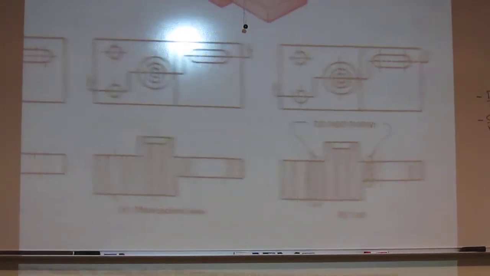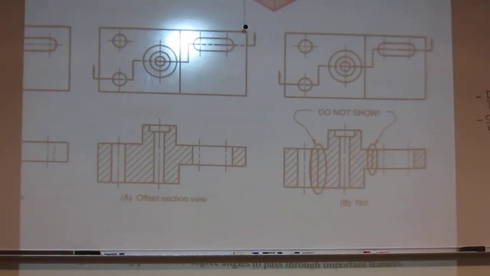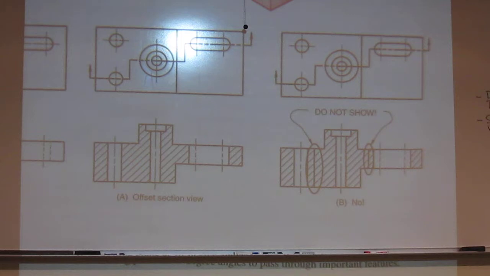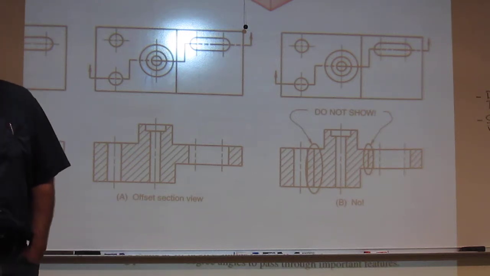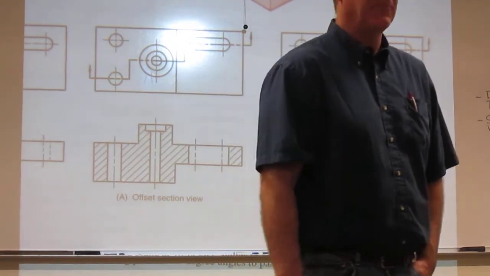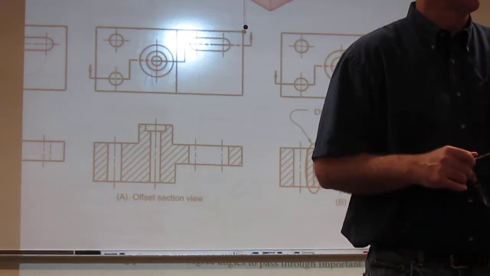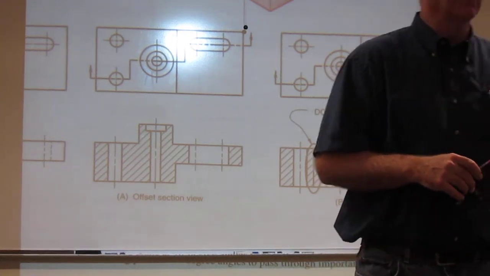Then we have the offset section. I'll just keep the middle part in here because that's the correct one. The offset section, again, our cutting plane line changes here. It's very similar to a full section, except that we bend the cutting plane line to pass through critical areas of the object. The bend in the cutting plane line is always 90 degrees. And we do not project those bends. And then we section it as normal.